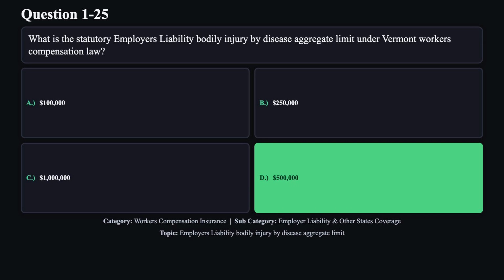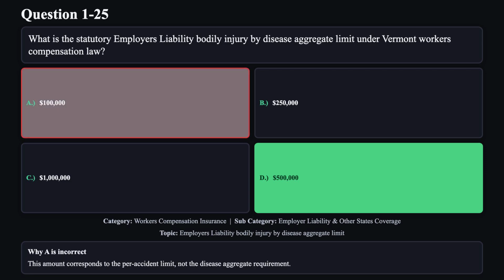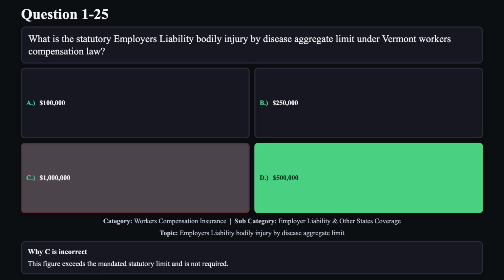The correct answer is D. This option is correct because Vermont requires an employer's liability aggregate limit of $500,000 for bodily injury by disease. Reason A is not correct. This amount corresponds to the per accident limit, not the disease aggregate requirement. Reason B is not correct. This value is not a statutory threshold for disease aggregate under Vermont law. Reason C is not correct. This figure exceeds the mandated statutory limit and is not required.